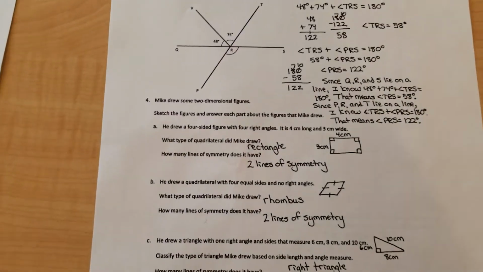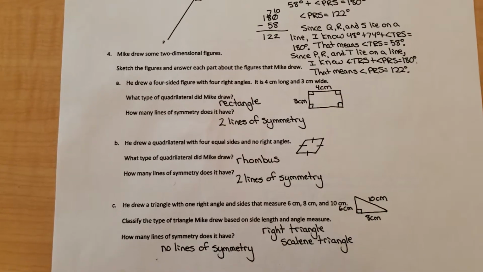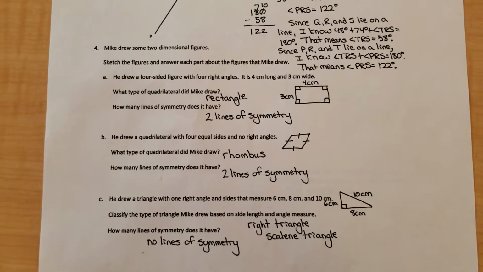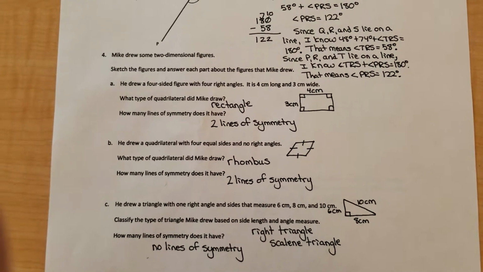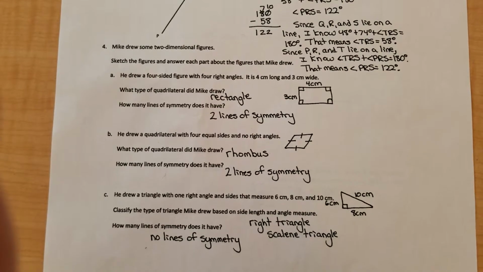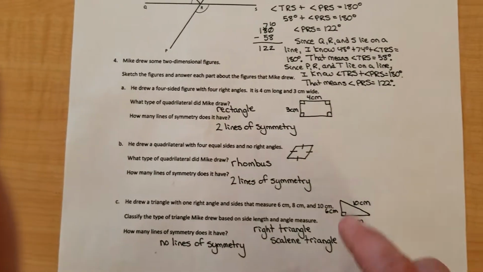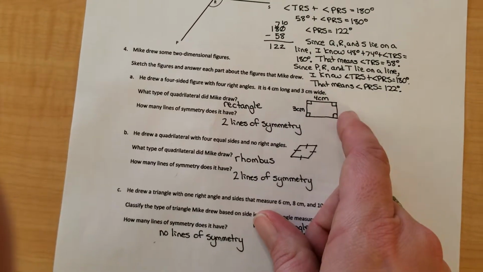Mike drew some two-dimensional figures. Letter A, he drew a 4-sided figure with 4 right angles, so it can only be a rectangle or a square. Look at the measurements. It's 4 centimeters long and 3 centimeters wide. So are all the sides the same? No, so you know it's a rectangle, and it has 2 lines of symmetry. You can fold down the middle vertically or horizontally.